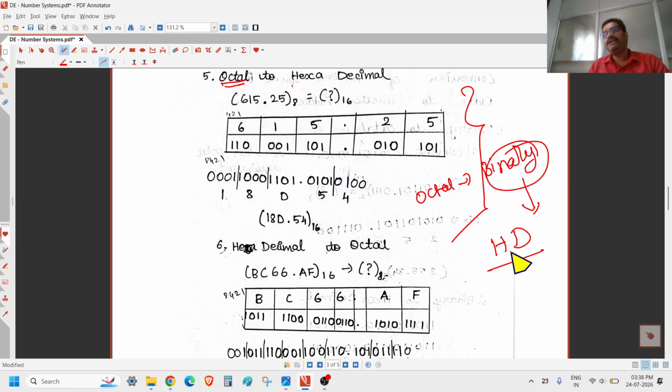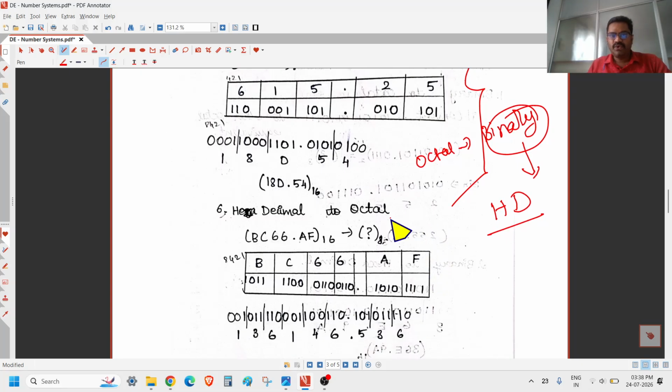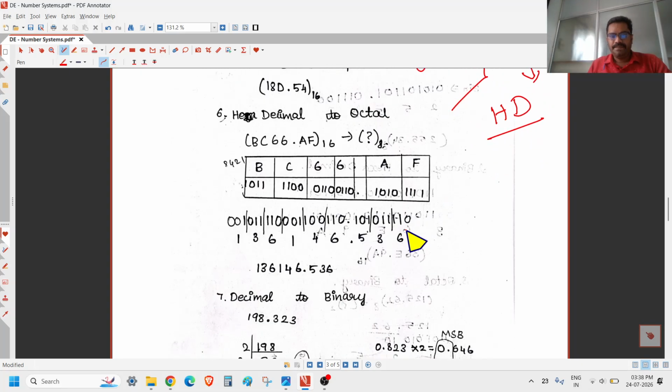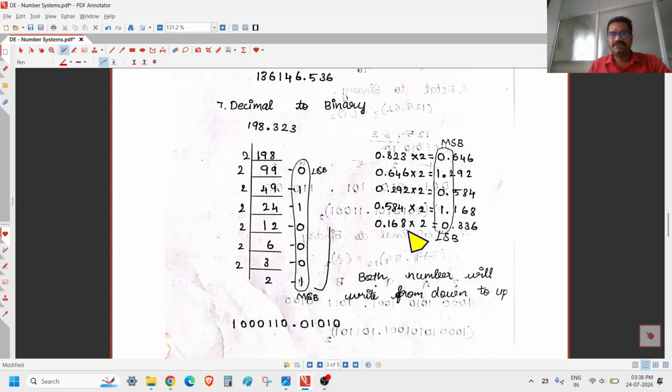So how to convert the binary to hexadecimal? You have to split the binary number into 4 digits, and after that, with the help of the 8421 combination, you have to mention the number. See here, this is the example, right? Okay, so we'll go for the next sum.